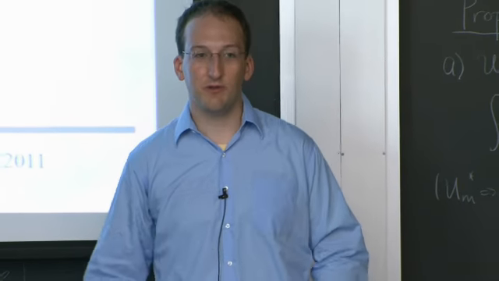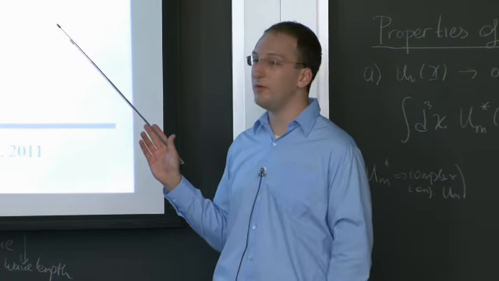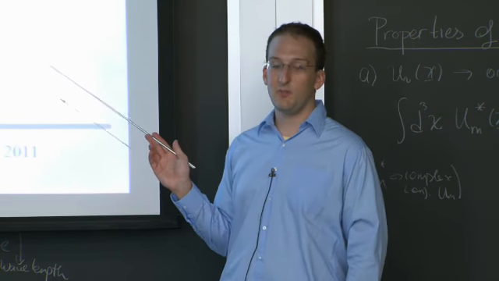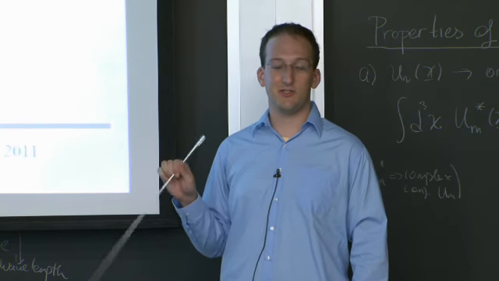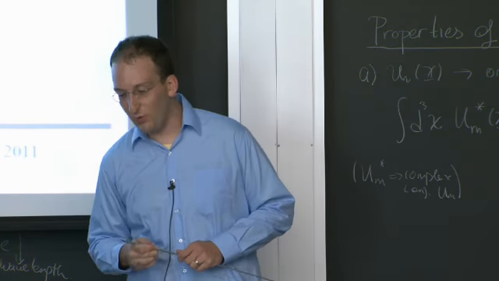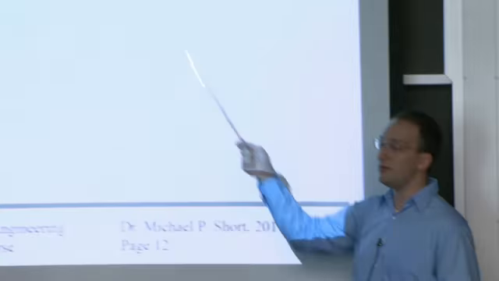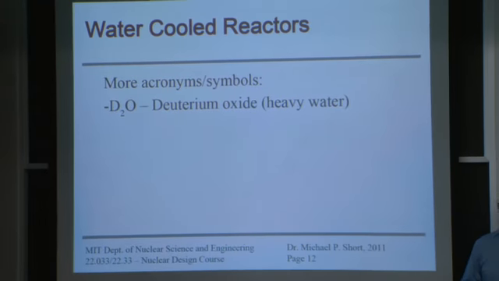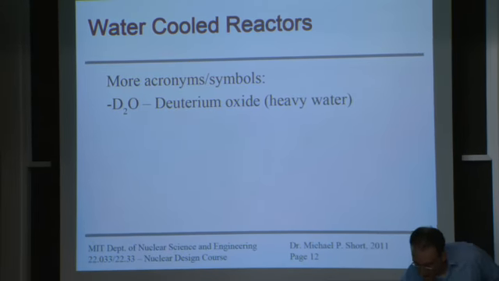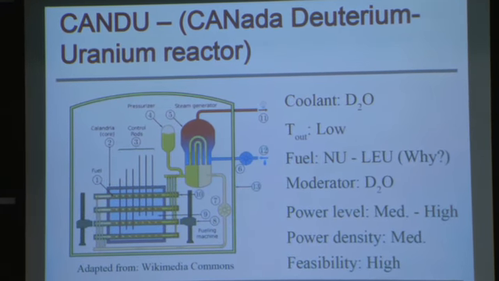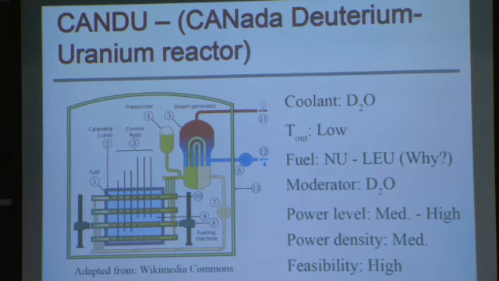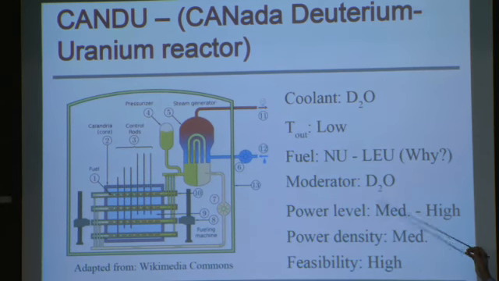So on to some water-cooled reactors. Like I said, we're not going to go through PWRs or BWRs or any variant of those designs, because that's outside the scope of this course. One acronym: when I say D2O, I mean deuterium oxide, which is also known as heavy water. The CANDU reactor, so this is sort of the mainstay in Canada. It uses a D2O coolant. It has a separate D2O moderator.